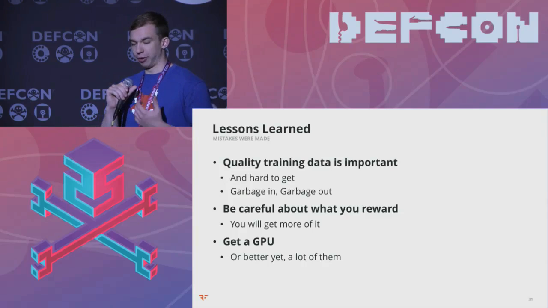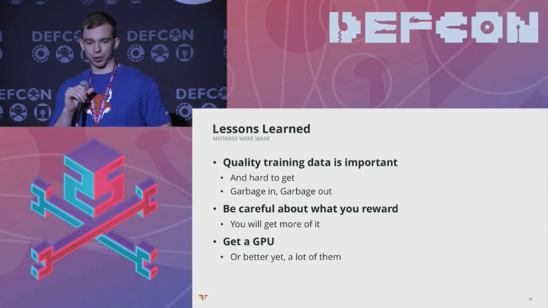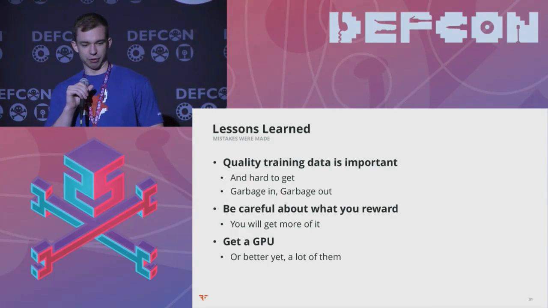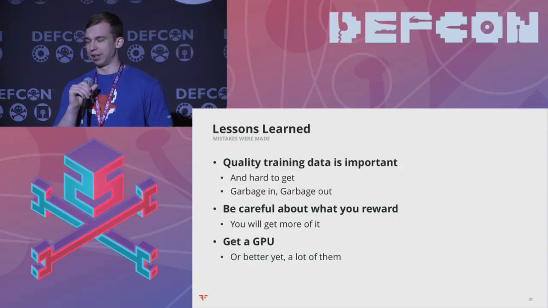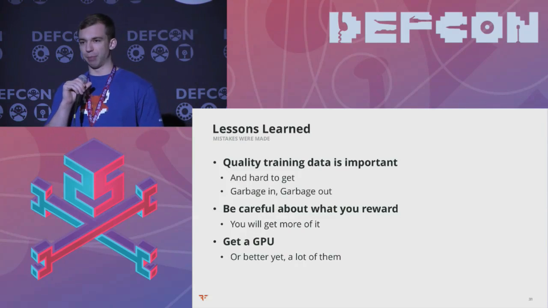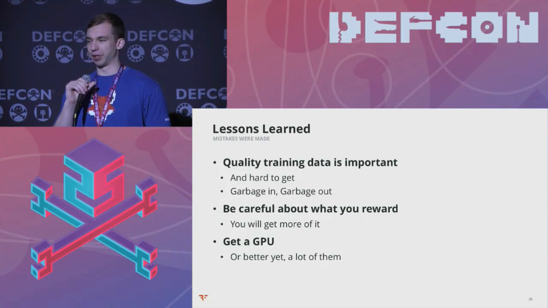So training data, super important to get. Scraping the internet, becoming Google is pretty hard. They do a pretty good job of that. So you want to try to get really good training data, and also you want to be incredibly careful about what you're rewarding. It seems like kind of common sense, but it can really sneak up on you in really interesting ways. One of the funny things that happened was we didn't incentivize characters we had already found.